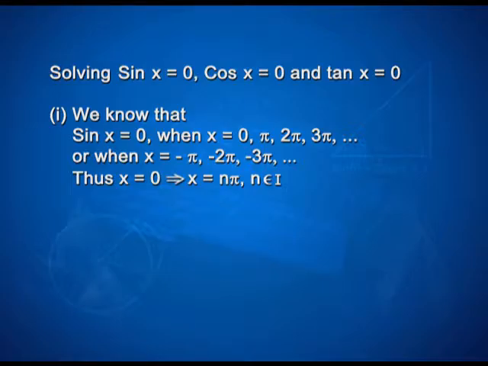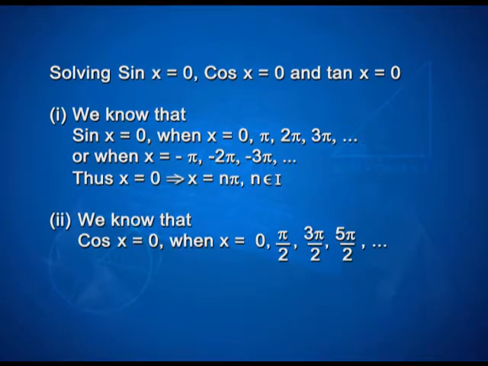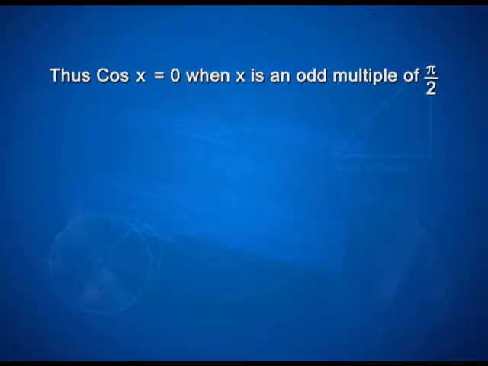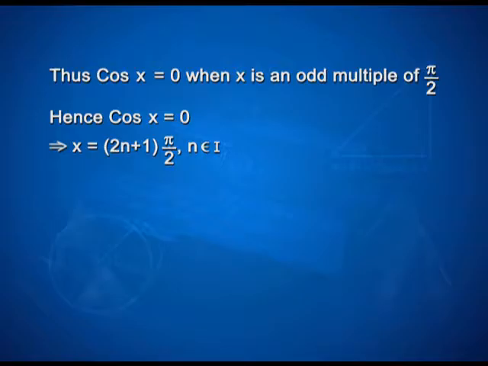is integers. Similarly, for cos x is equal to 0, x is equal to pi upon 2, 3 pi upon 2, 5 pi upon 2, and so on, or when x is equal to minus pi upon 2, minus 3 pi upon 2, minus 5 pi upon 2, and so on. Thus, cos x is equal to 0 when x is an odd multiple of pi upon 2. Hence, cos x is equal to 0 implies x is equal to (2n plus 1) into pi upon 2, where n belongs to integers I.